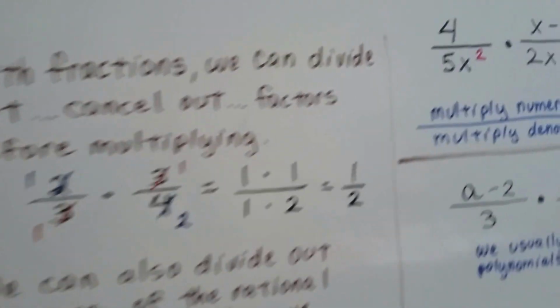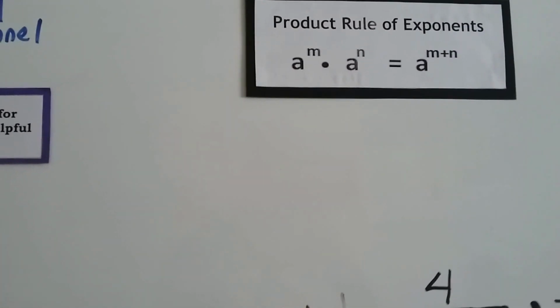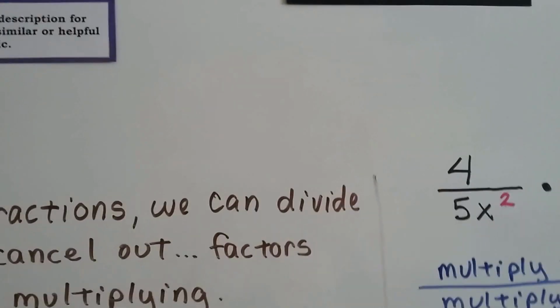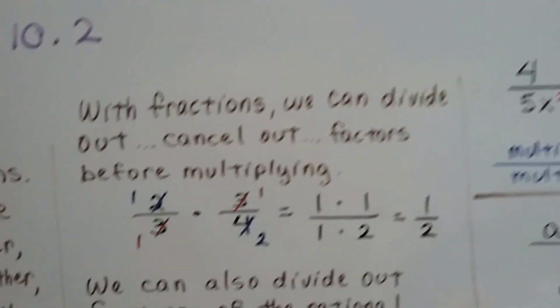See? So also remember that the product rule of exponents says that we add exponents when we multiply, okay? So remember that, too. We subtract when we're dividing, and we add the exponents when we're multiplying, all right?